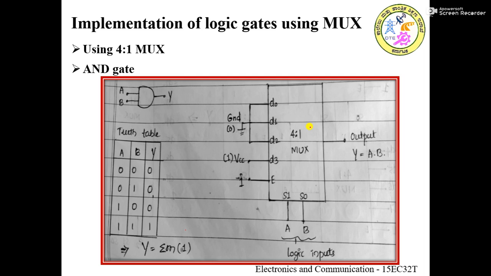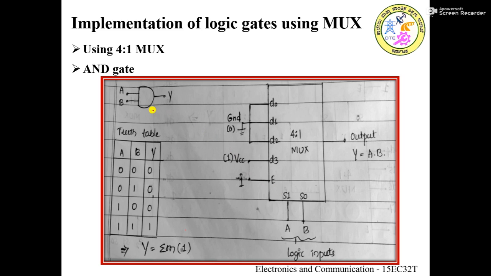If you consider the case of 4:1 mux, as we know, in 4:1 mux we have two select lines, and the number of inputs of all logic gates except NOT is 2 only. Since the number of inputs of the gates is equal to the number of select lines, we follow the first method, which will be discussed now.